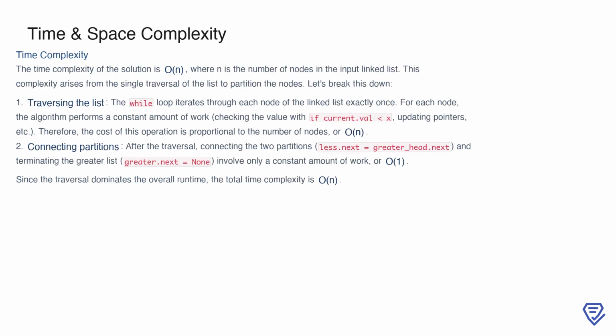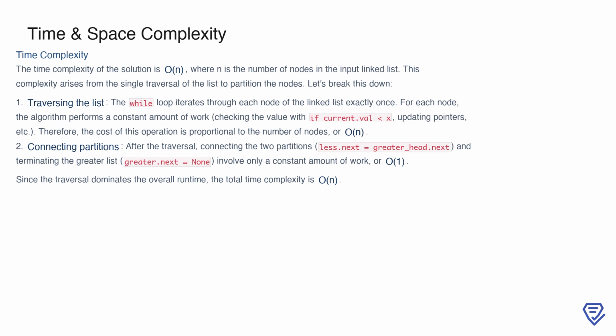The time complexity of this solution is O(n), where n is the number of nodes in the input linked list. This stems from the fact that we traverse the list just once to partition the nodes. Let's break this down further. First, during the traversal, the while loop processes each node exactly one time. For each node, we perform a constant amount of work, such as checking the node's value, updating pointers, and moving to the next node. These operations collectively contribute to the O(n) cost.